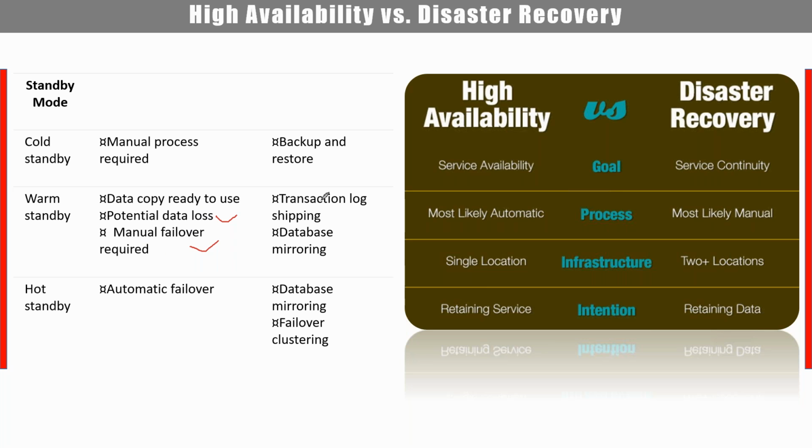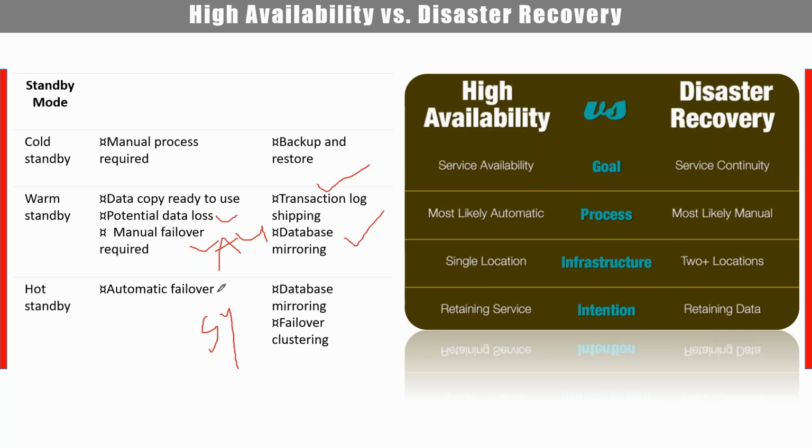One method is transaction log shipping, and another is database mirroring. These two are warm standby, sir. But database mirroring can also be hot standby. Are you able to see, sir? When you configure database mirroring in asynchronous mode, it is warm standby because it won't support automatic failover. When you configure database mirroring in synchronous mode, it will be hot standby, meaning automatic failover.